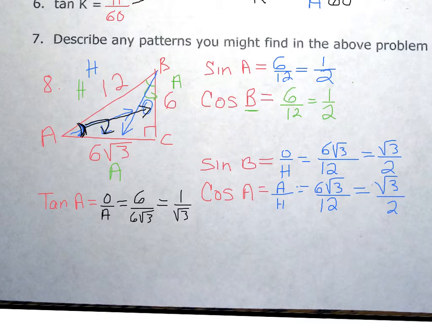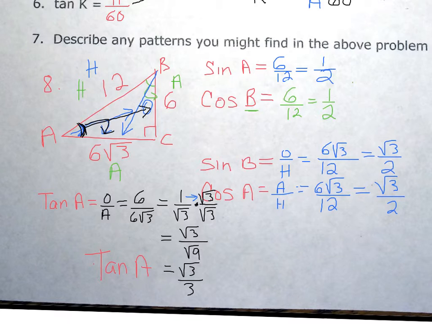Rationalize. Yeah. Let's rationalize the denominator, multiply top and bottom by square root of 3. And then 1 times square root of 3 is just square root of 3. Square root of 3 times the square root of 3 is square root of 9. And square root of 9 is 3. So tangent of A is the square root of 3 over 3.